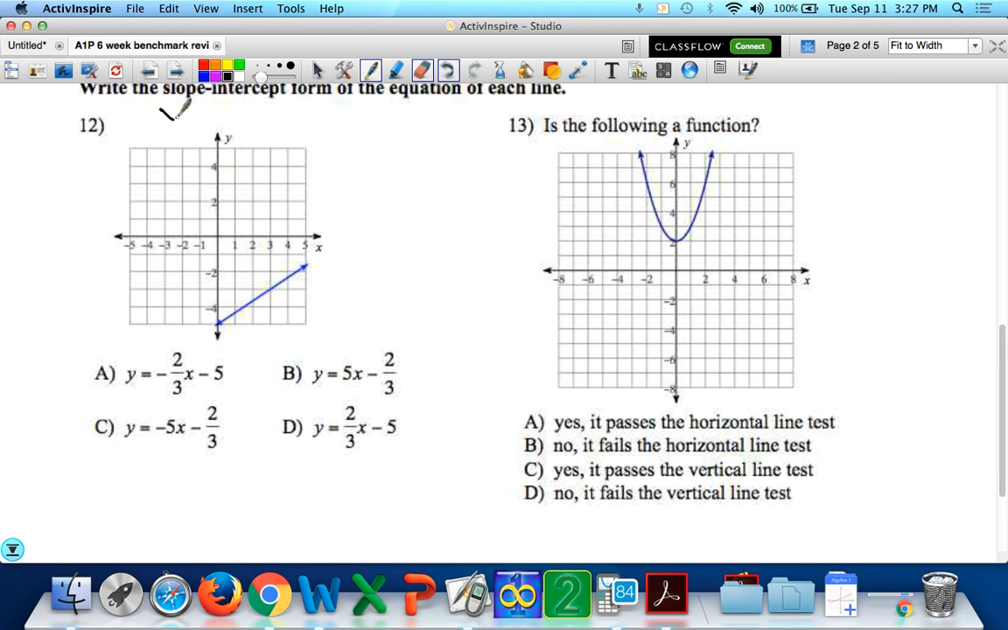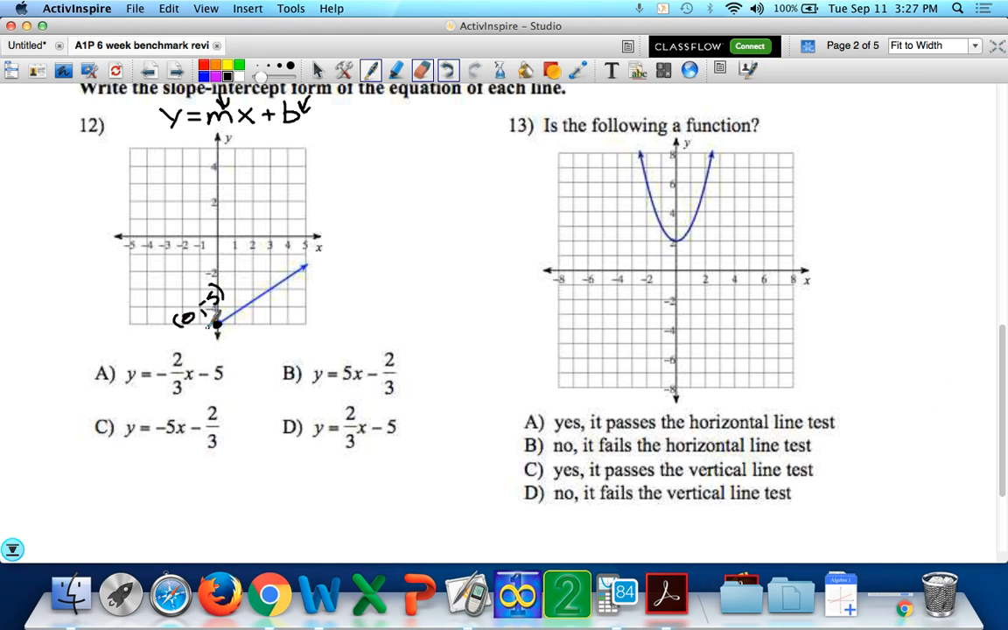Write the slope-intercept form of the equation of each line. So you look on your formula sheet, you see that slope-intercept is y equals mx plus b. I need two things here. I need a slope and I need an intercept. From this graph alone, you can find those without actually doing any math, okay? Our intercept is clearly down here at 0, negative 5.